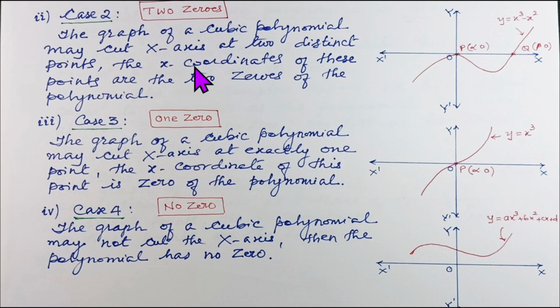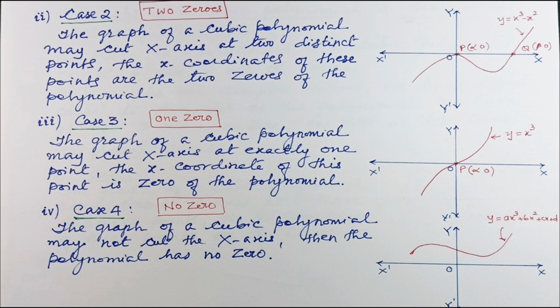Then we also can have a graph where it can cut in only 2 points, that is P and Q. P(alpha, 0) and Q(beta, 0) are the points where the graph cuts. Alpha is the x coordinate of point P, beta is the x coordinate of point Q, and therefore alpha and beta are the zeros of the cubic polynomial. Therefore, remember, the graph of a cubic polynomial may cut x-axis at 2 distinct points. The x coordinates of these points are the zeros of the polynomial. And also in case number 3, the graph of cubic polynomial may cut x-axis at exactly 1 point.